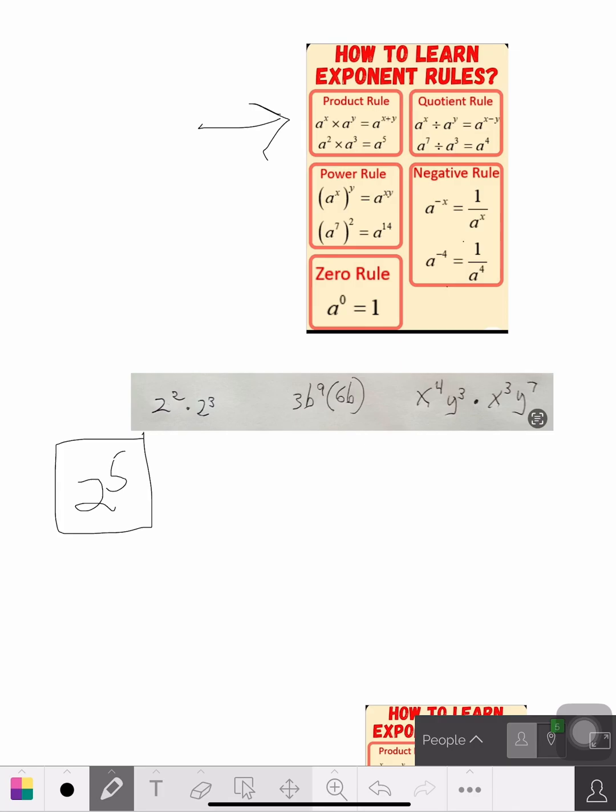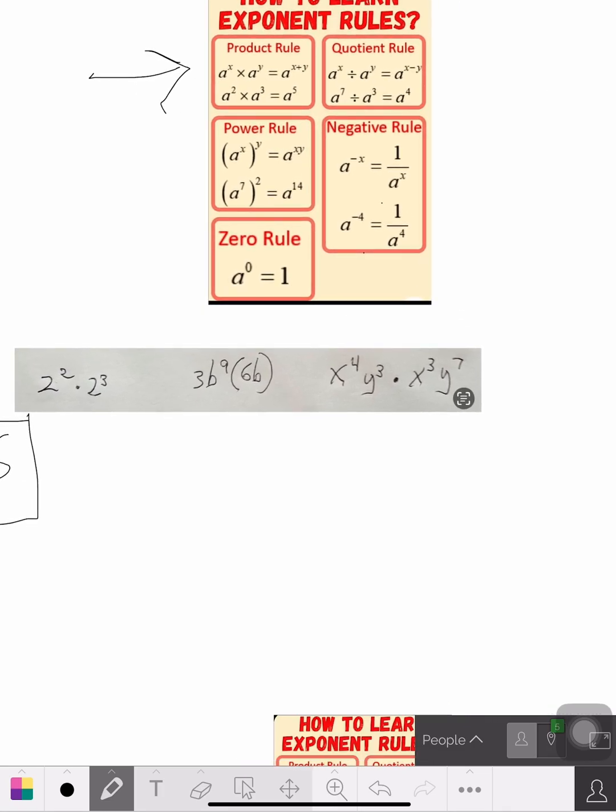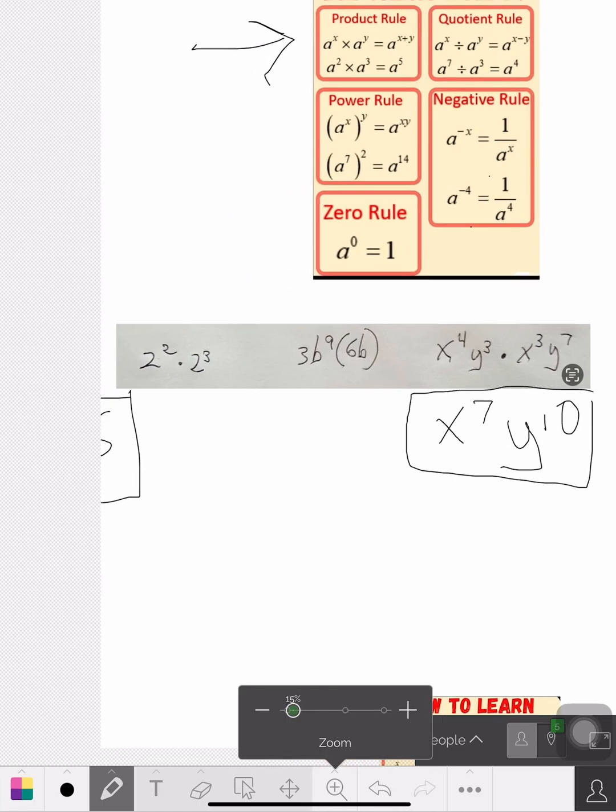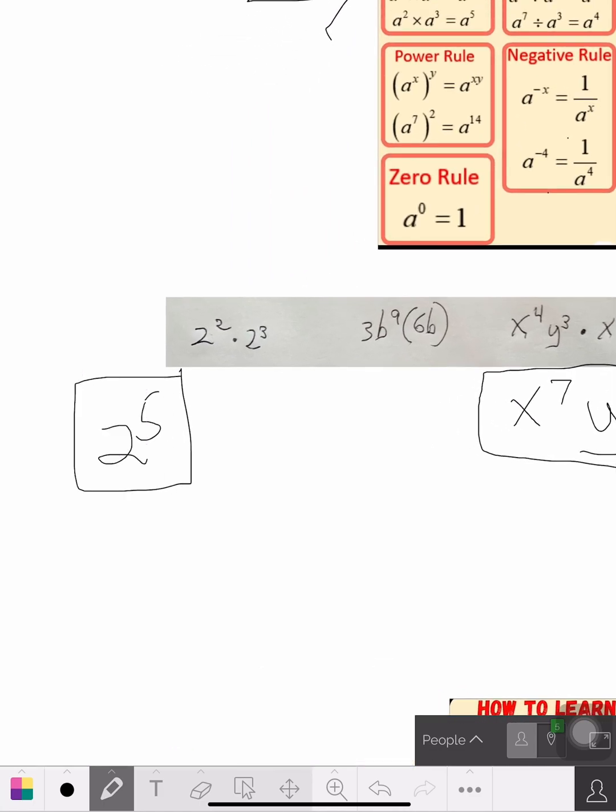Now, the next one, okay? Let's go over to the third one. We'll do the third one next. So we got the constants, add them. So we got x to the fourth, x to the third is x to the seventh. Now we got y to the third, y to the 10th, it's y to the 13th. That's all the product rule says. You just add them, okay? Now, let's look at the next one.